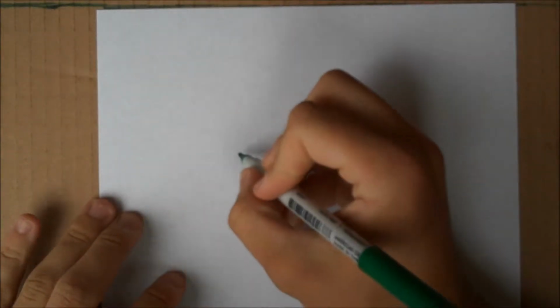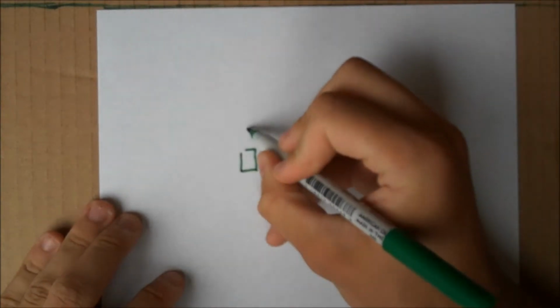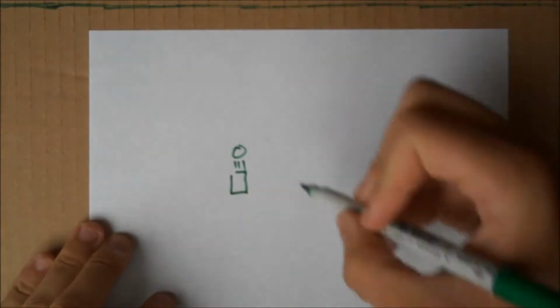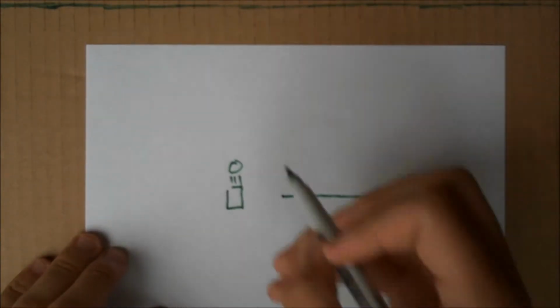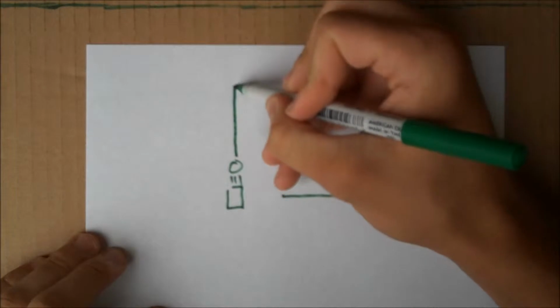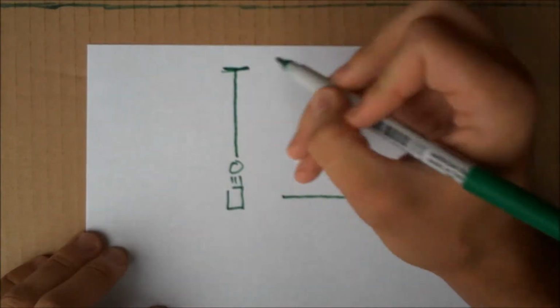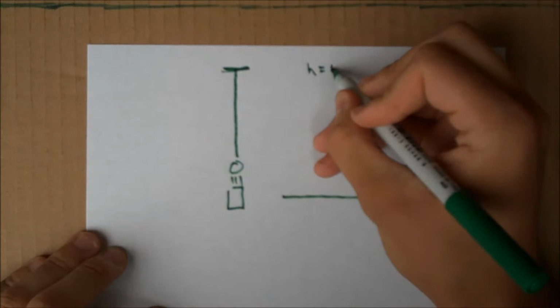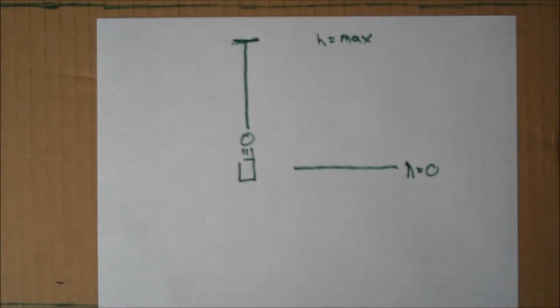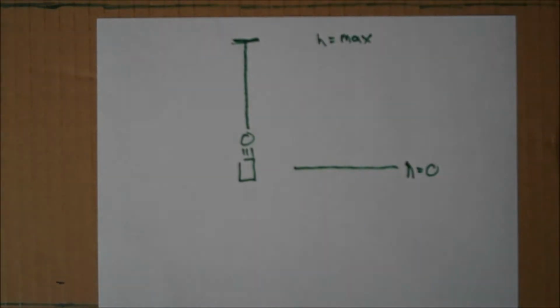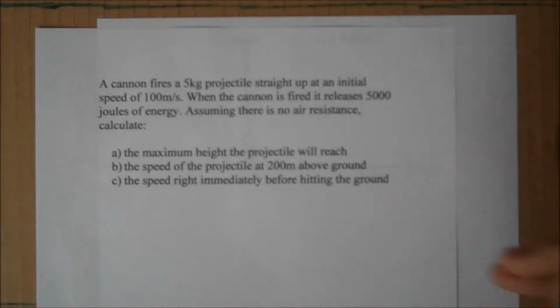To start this problem, let's get a sketch going so you can understand what's going on. We have a cannon with a projectile being launched out of it. We'll call this ground level, h equals 0. Then it goes up in a straight line until it reaches its apex, h equals max, which we are trying to solve for. First we have to identify the system as either open or closed. Since the problem states that we have a release of 5,000 joules, we know this is an open system.